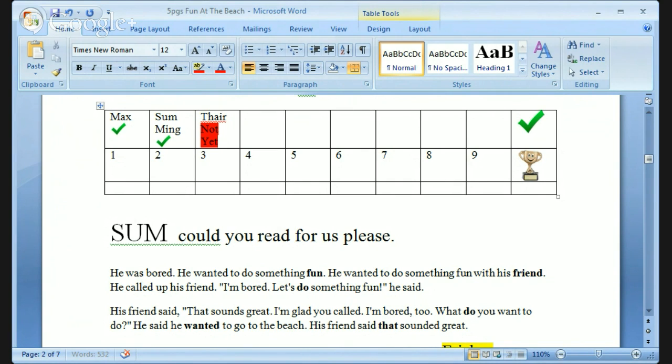Max, I'd like for you to summarize the story for 30 seconds. Okay, I'll try. I want you to continue talking until I ask you to stop. On the count of 3, you may begin.